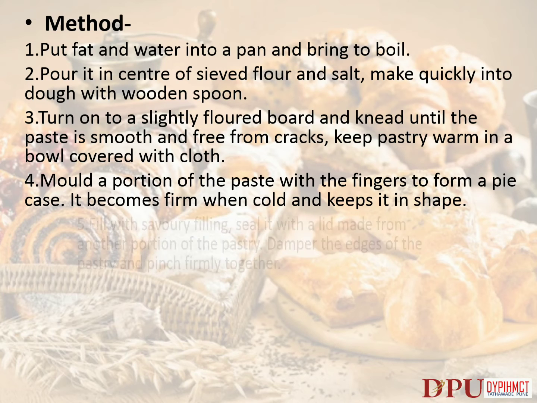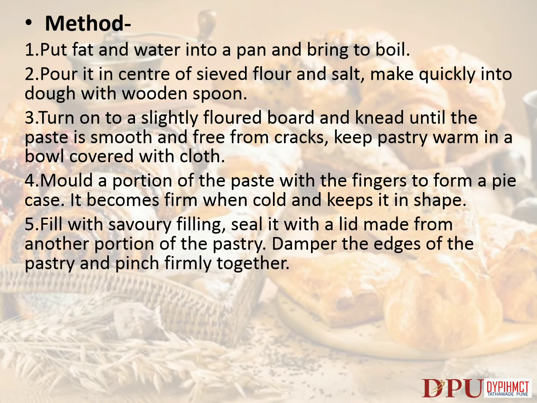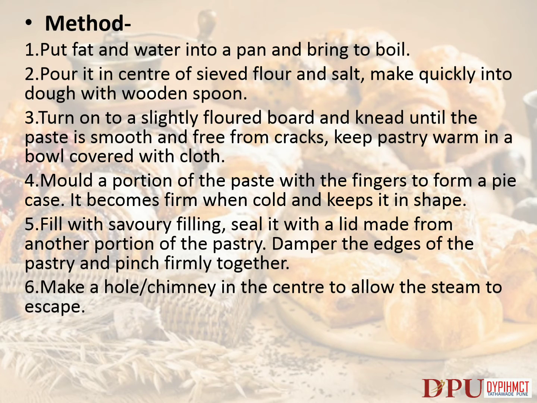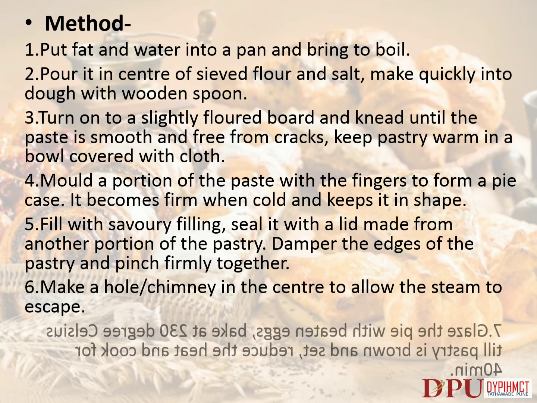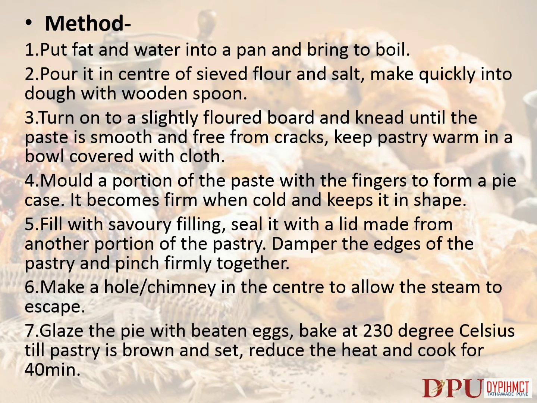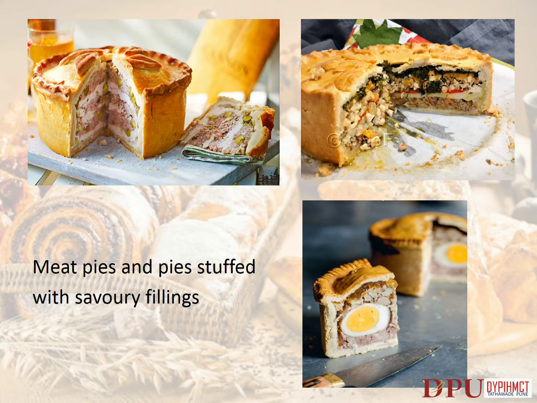5. Fill with savory filling. Seal it with a lid made from another portion of the pastry. Dampen the edges of the pastry and pinch firmly together. 6. Make a hole or chimney in the center to allow the steam to escape. 7. Glaze the pie with beaten eggs. Bake at 230 degrees Celsius till the pastry is brown and set. Reduce the heat and cook for 40 minutes.